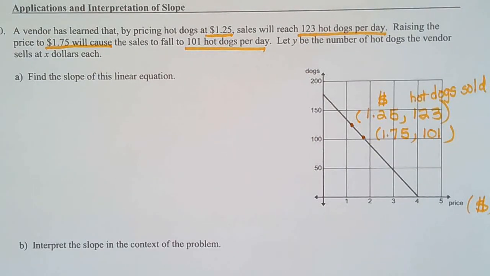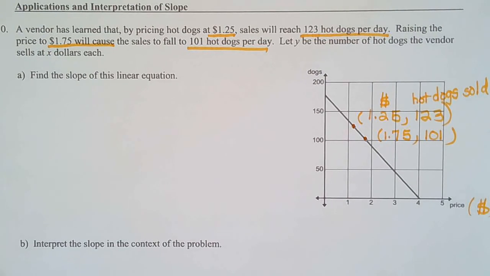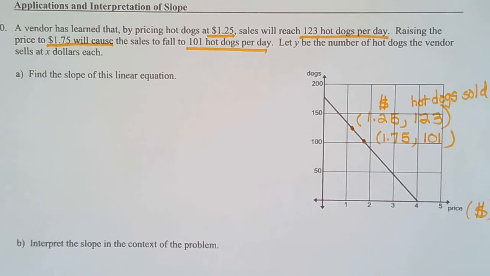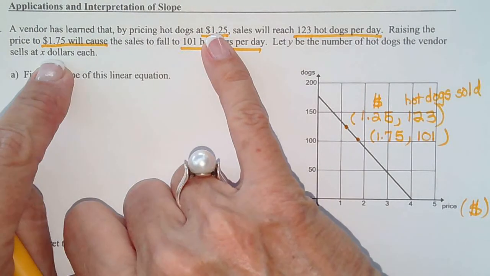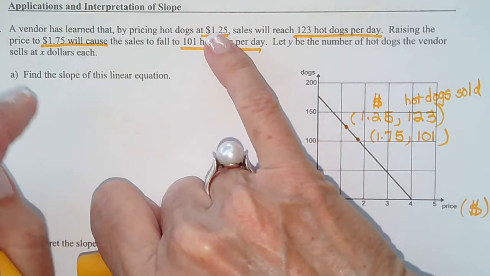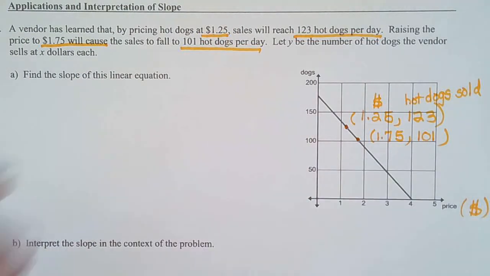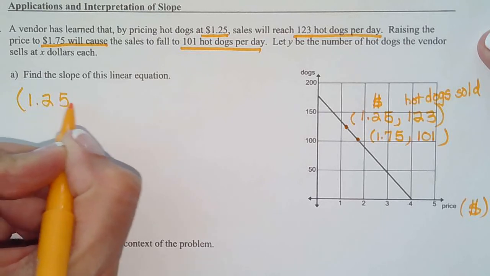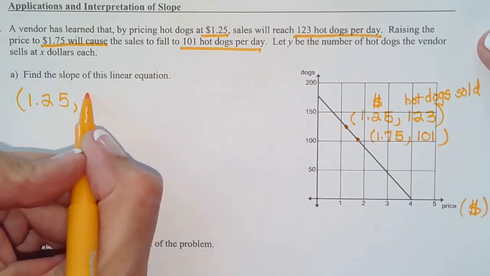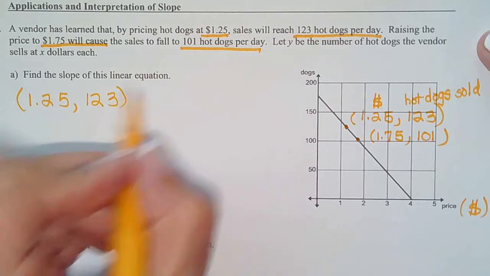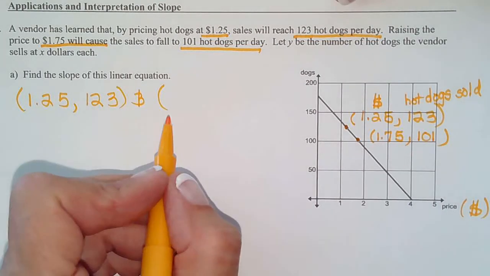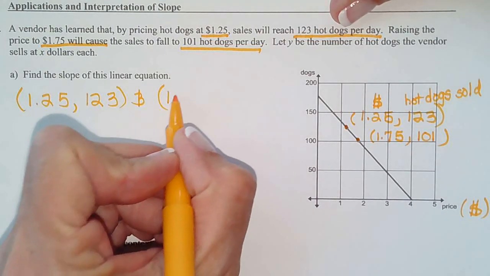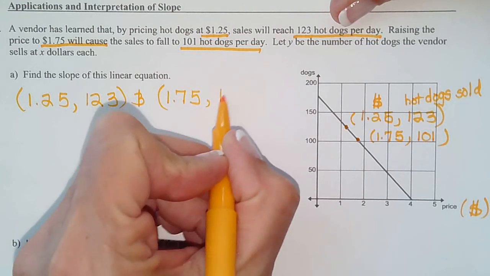So find the slope of this linear equation. Sometimes I don't give you a graph, and they'll just expect you to look at the problem and be able to find it. Because they gave us X was dollars and Y is hot dogs, we would know right away to write $1.25, comma, Y's number of hot dogs. Even without the graph, the graph helps us to see why the slope's going to be negative, but you really don't need it for this part of the problem. And $1.75, 101 dogs sold.